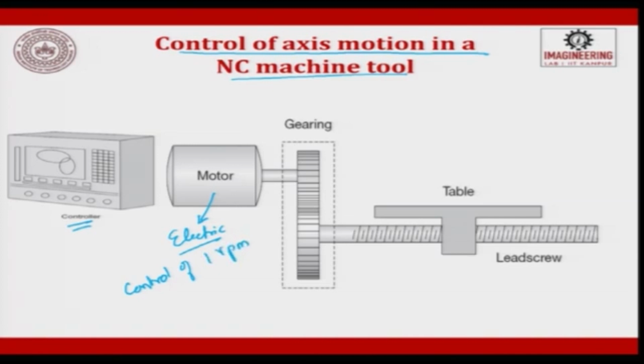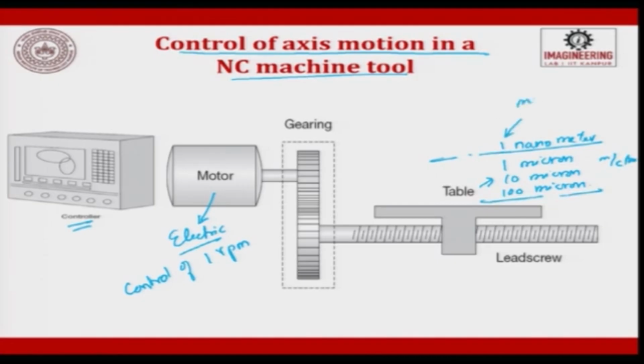But really in a machine tool, we are looking for accuracies of the table. We are looking at 1 micron accuracy, 10 micron accuracy, or 100 micron accuracy. Today we have also started looking at 1 nanometer accuracy. So, this is a different ball game. This is all in nanoscale, and this is what is currently used in machine tools, in measurements and nanotechnology.